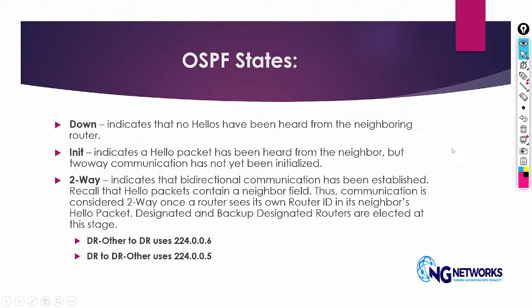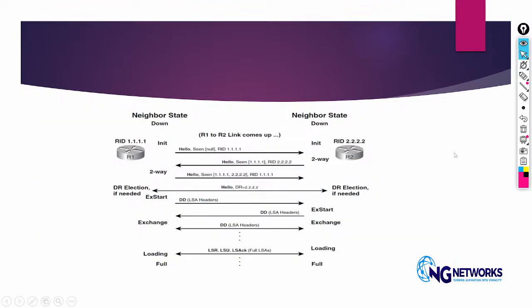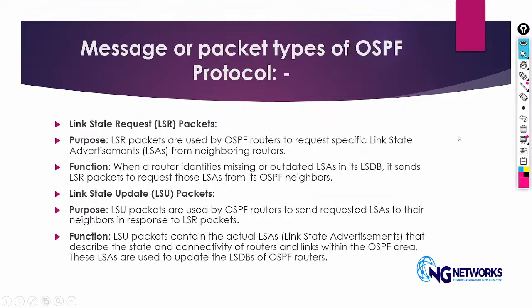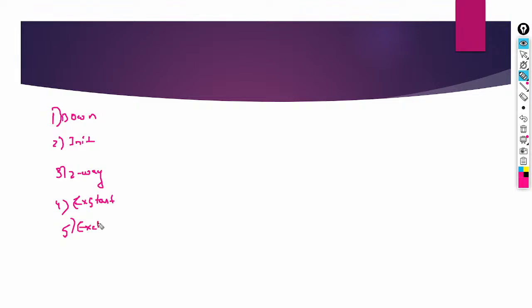Now we come to the next topic, that is OSPF states. States is nothing but how these packets travel through particular states. So basically there are 7 states in OSPF. First is down, second is init, third is two-way, fourth is exstart, then fifth is exchange, then sixth is loading, and the seventh one is full state.